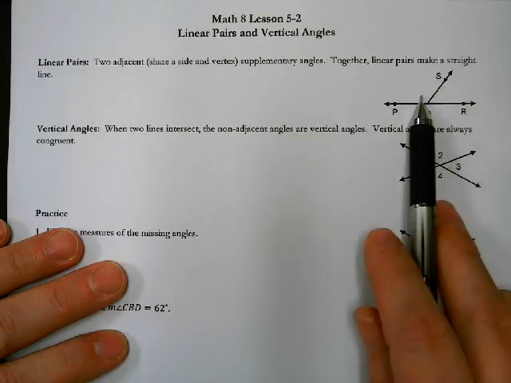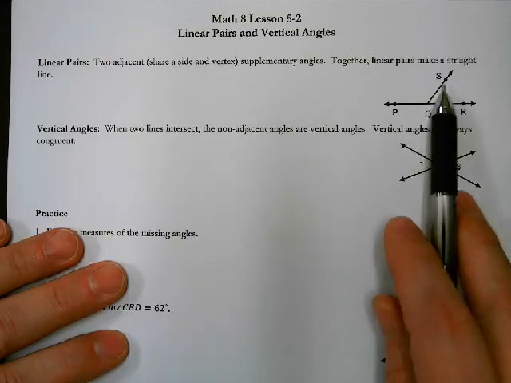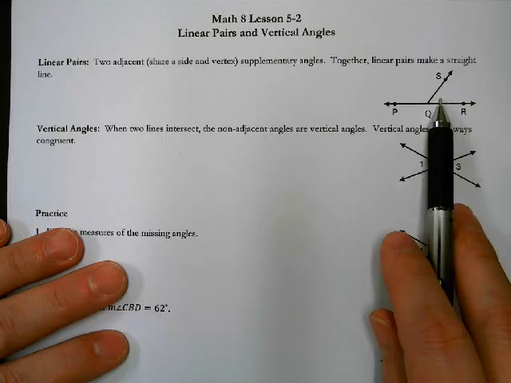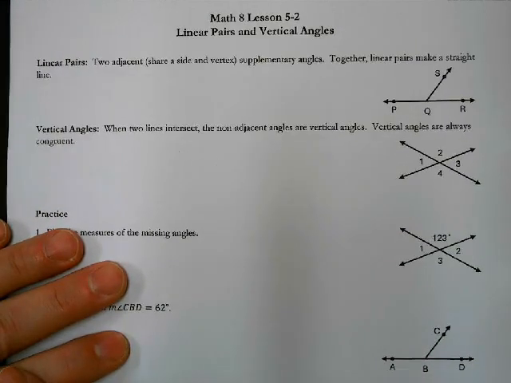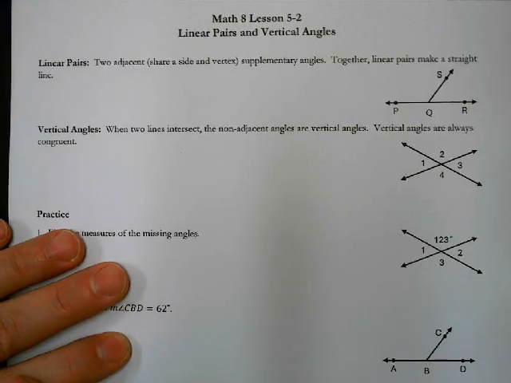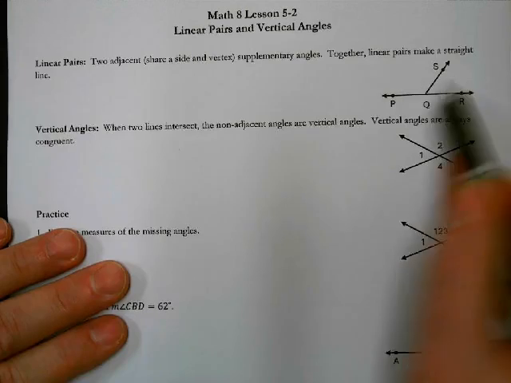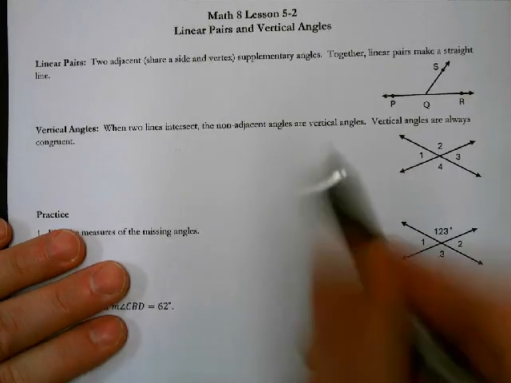Angle PQS, that angle here, and angle SQR, this angle there. Those two angles have to equal 180 degrees because they're adjacent supplementary angles. So together, these two angles make a straight line.